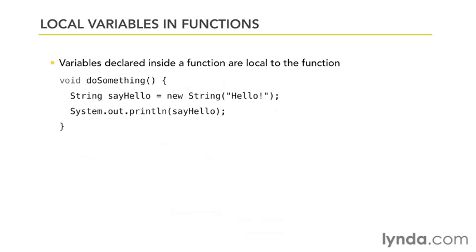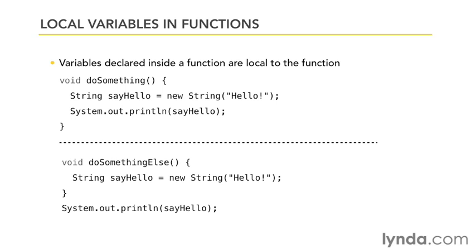Here's an example of a string variable which is declared inside a function or method called doSomething. The data type is string, the name of the variable is sayHello, and it's an instance of the string class with the value hello. This code works fine because I'm referencing a variable that was declared inside the same function in which I'm trying to output it. But let's take a look at a bit of code that doesn't work so well.